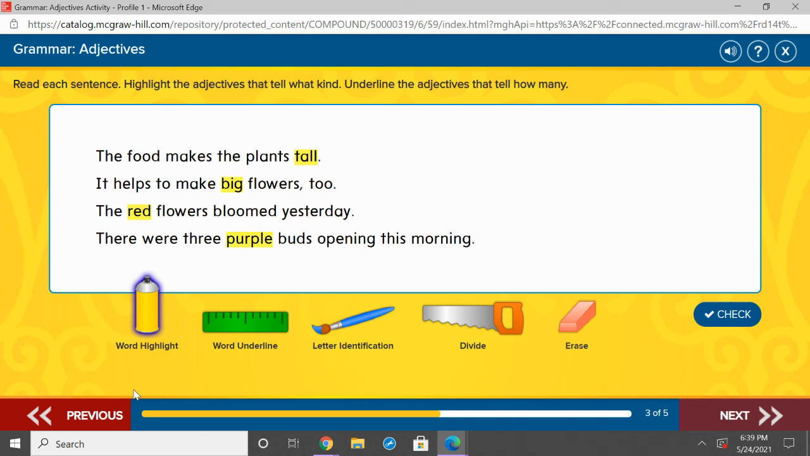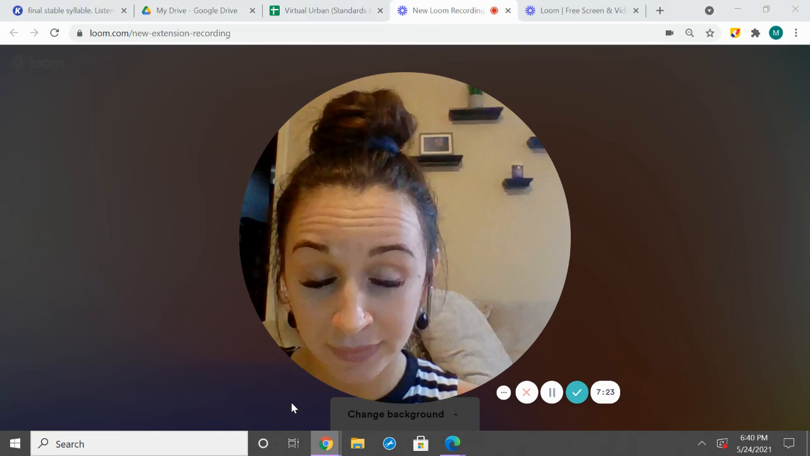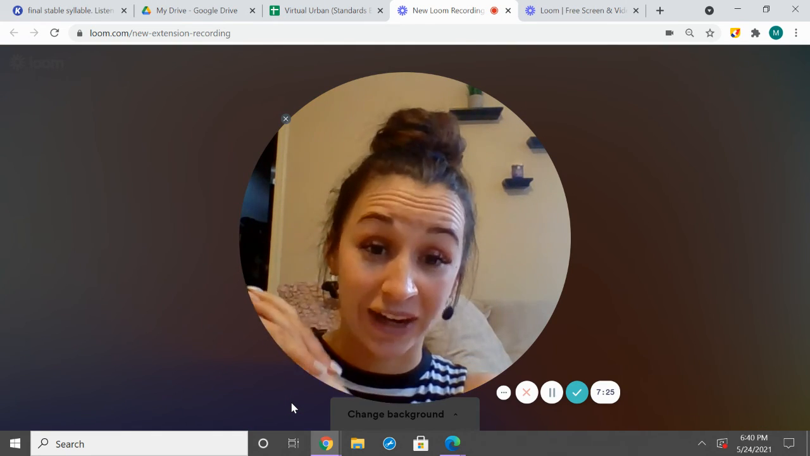Now, you also should have pointed to 3 because that's also describing the buds. Now, does 3 tell us how many or what kind? Go ahead and yell it out. It tells us how many, right? So we're going to underline it. So 3 purple describes the buds. Excellent work. That was great, second grade.